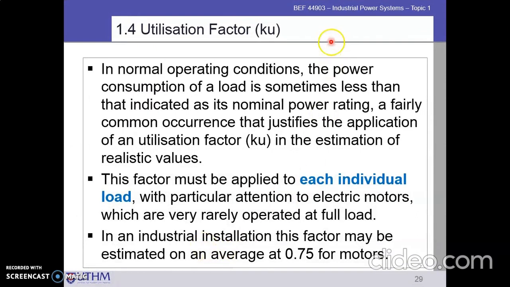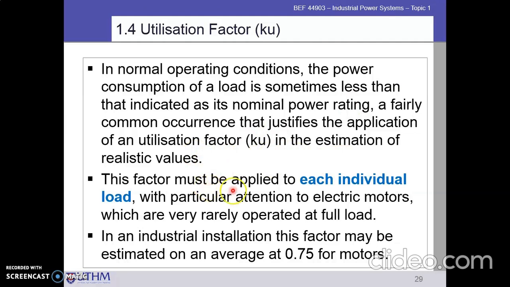Okay, next we go to utilization factor. What is KU? In normal operating conditions, the power consumption of a load is sometimes less than that indicated as its normal power rating. A fairly common occurrence that justifies the application of utilization factor in the estimation of realistic values.